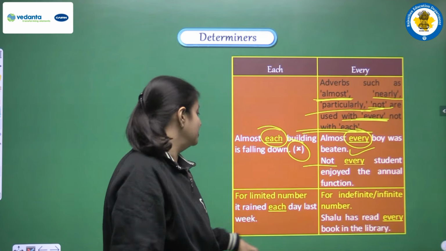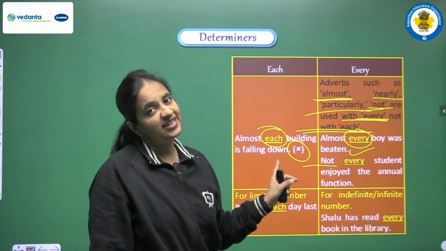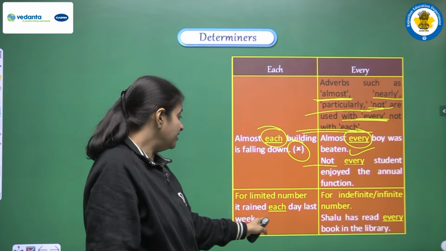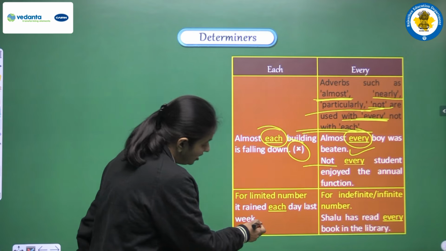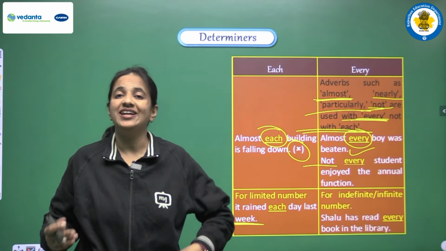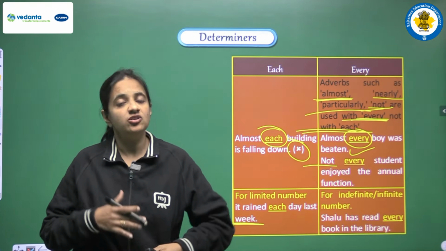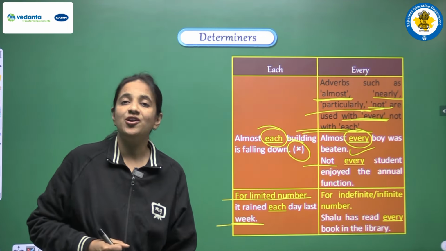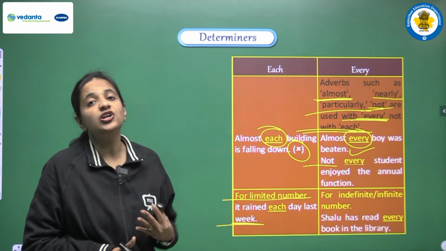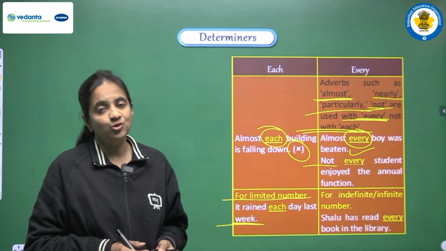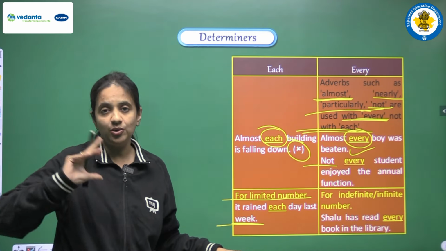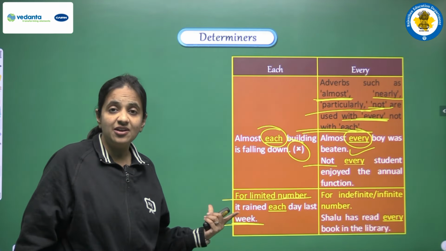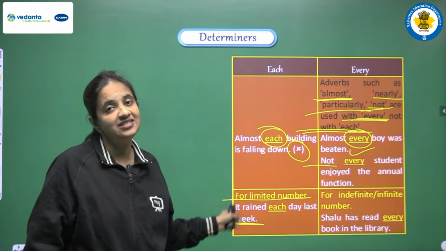For limited number, so now we are talking about each. So yes, each is used to indicate limited number. How? So example we are having, it rained each day last week. So now when we are talking about a week, we all know that in a week we are having 7 days. Okay, so it's a limited time, we are having 7 days. So when we are talking about the limited number, when we are talking about the limited time, to indicate that limited number, we have to use each. Like here we are talking about 1 week, so it's obvious that in a week we are having 7 days, so it's a very limited number. So to show 7 days we are using each here in this sentence, in this example.